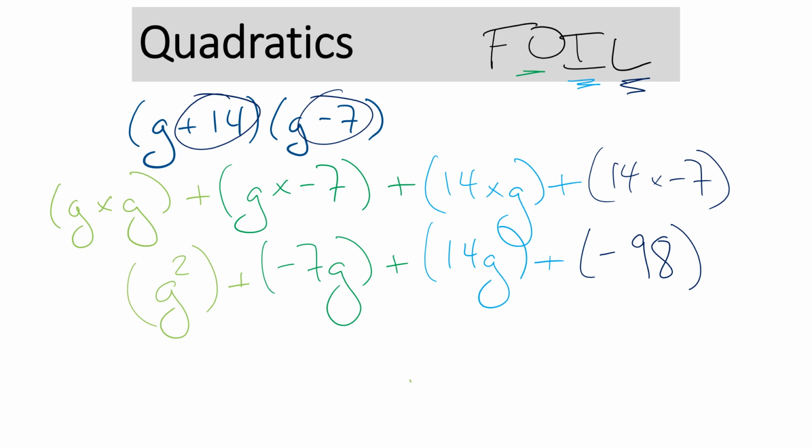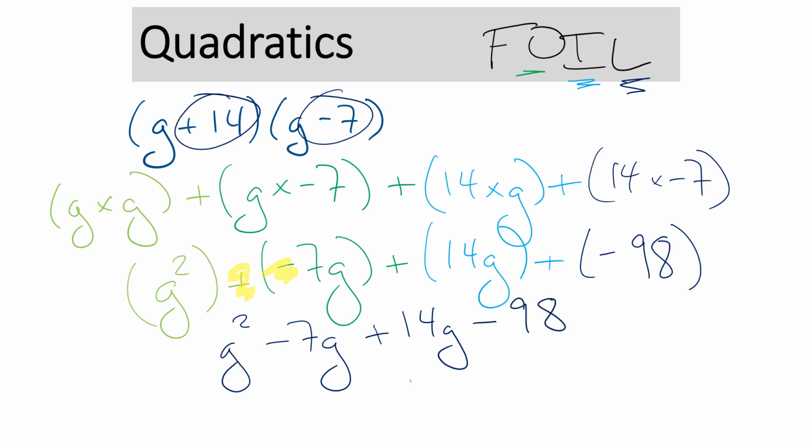Last thing that we have to remember, we're adding a negative number over here. So, go back to this pen. G squared minus 7G plus 14G minus 98, right? Because again, a negative number is being added, so we're going to just subtract that.